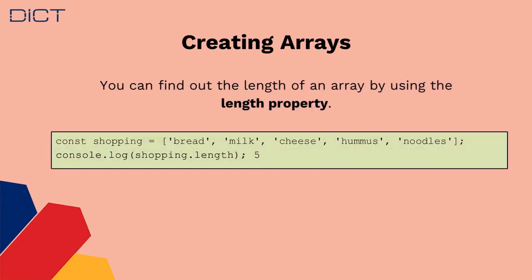Next, we can also find the length of an array by using the length property, which tells us how many items are in it, in exactly the same way as you find out the length in characters of a string. Let's try the following. We have const shopping with bread, milk, cheese, hummus, and noodles. Then we use the array name, shopping.length, and it will display the size of the array, which is 5.